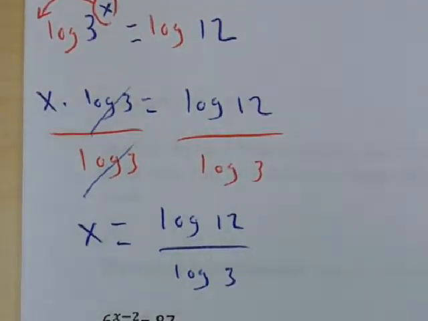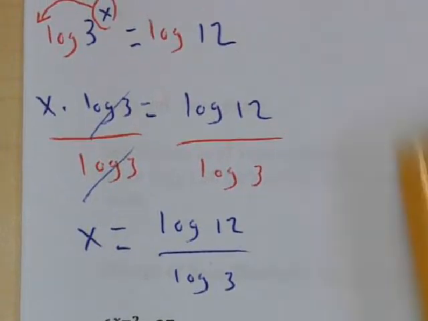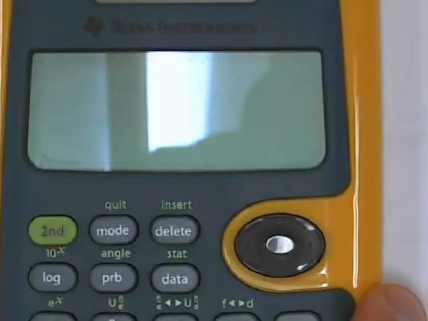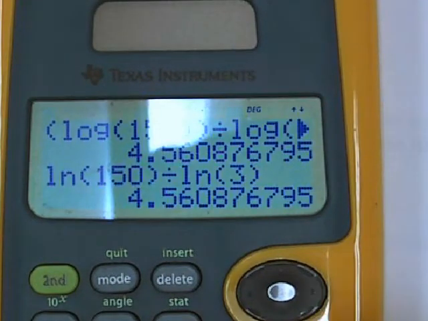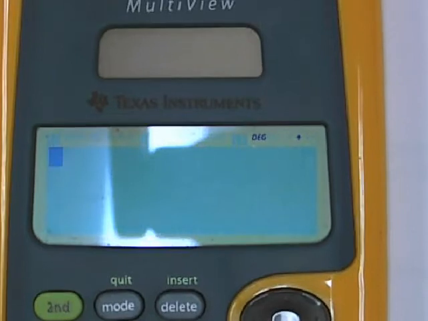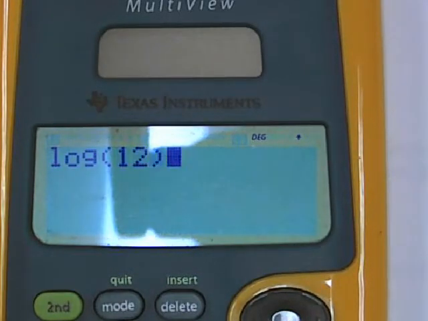And then what would that answer be? We'll just punch that in a calculator. Try to get where you can see without a glare. Hopefully you can see that. All right, so we want the log of 12. So log 12 divided by the log 3.